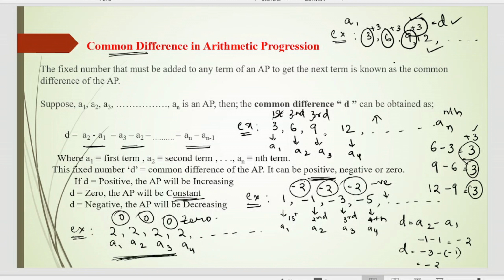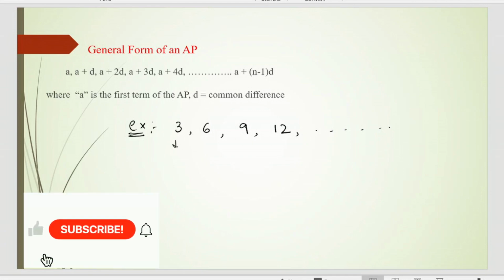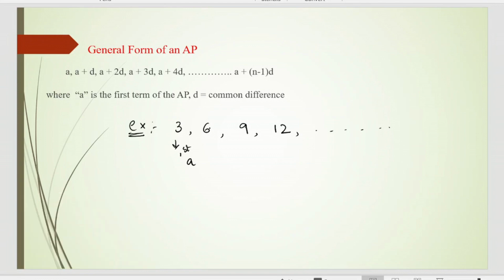So if they have given you the list of numbers, how can you say it is an AP? If the common difference is constant, you can say it is an AP. Clear? Now we will see what is the general form of an AP. Let me take this example 3, 6, 9, 12 and so on. This is an AP. This is the first term A. So how are you getting the next term?